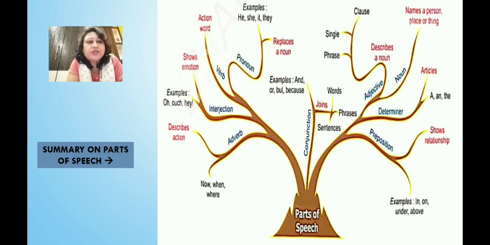Then we had conjunction, which joins. Okay. Then we had pronoun, which replaces a noun. For example, he, she, it, they. Then verb, which is an action word. Okay. Then interjection, which shows emotion. For example, ouch, hey, all these are interjections. Then we had adverb, now, when, where, which describes again actions. So this was all the different parts of speech.